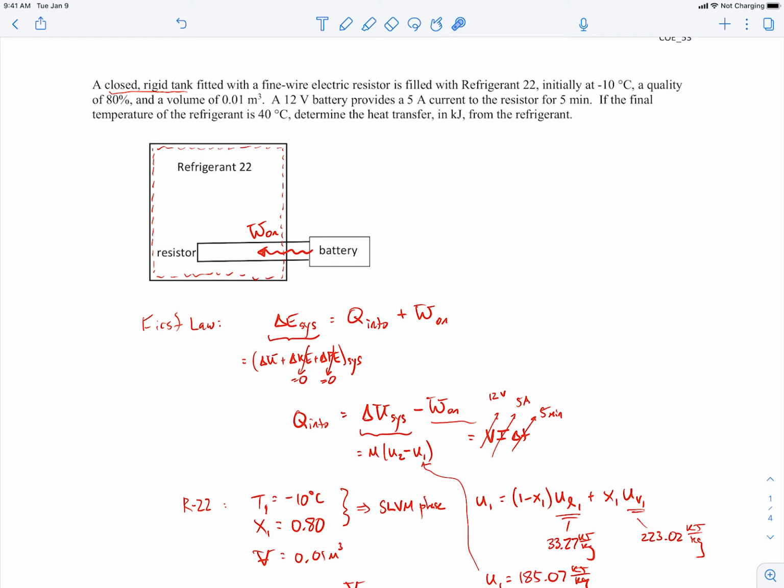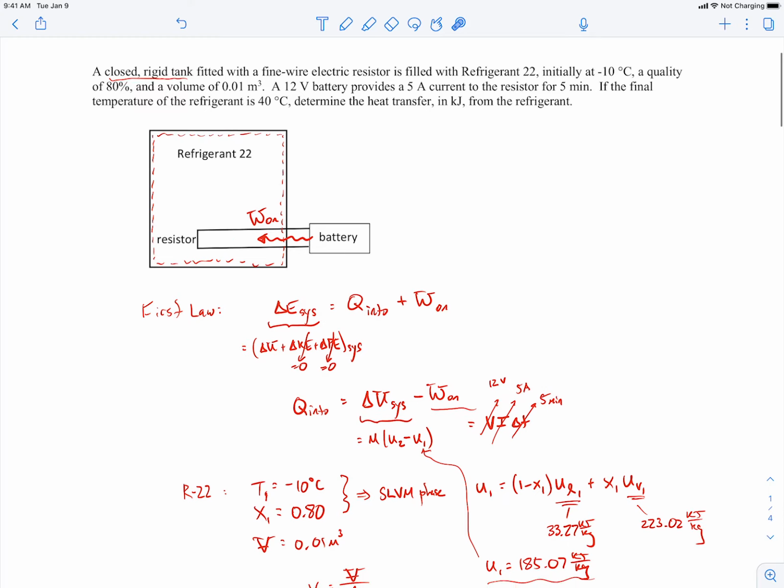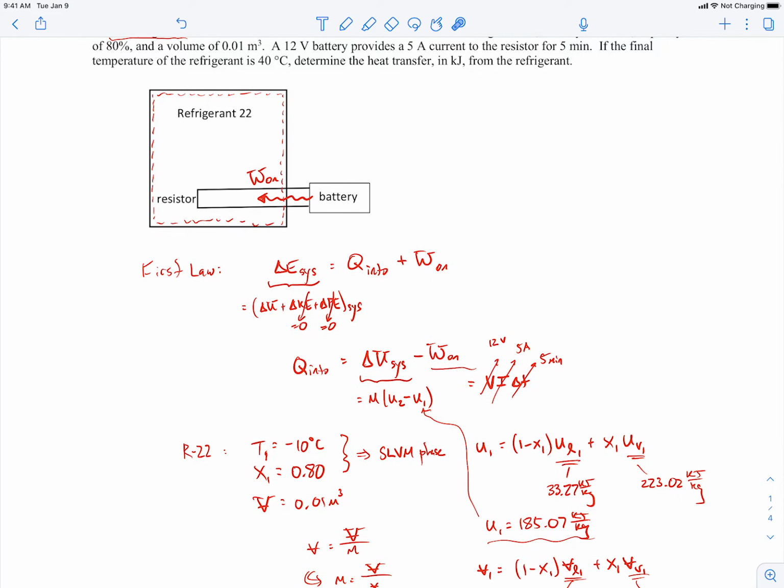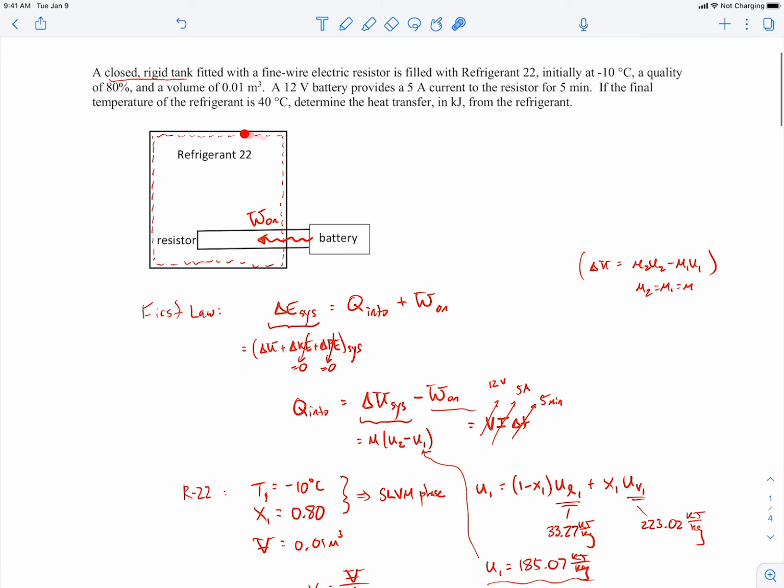Since it's closed, we know the mass in here remains constant. I sort of assumed that when I wrote this down, that the mass was the same at state 2 as well as at state 1. If it wasn't the same, then it would look like this, M2U2 minus M1U1. But it is the same, so we know that M2 is M1, just M in this particular case.